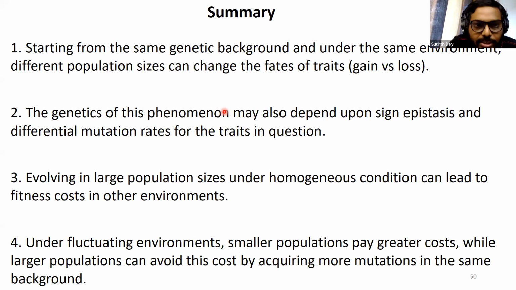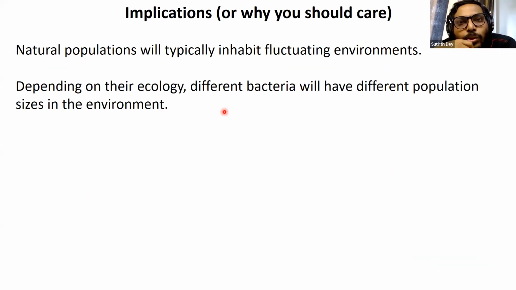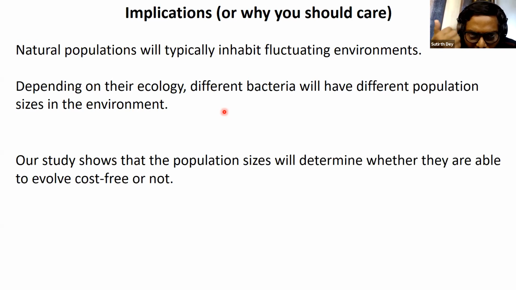Now, this is for scientists. Now, you know that we also need to get grants. So what are you going to tell a grant manager? The non-technical implication of what we have done is that natural populations typically inhabit fluctuating environments. Obviously, depending on their ecology, different bacteria will have different population sizes in the environment. Under fluctuation, whether a population is able to evolve cost-free or not is a function of its population size.